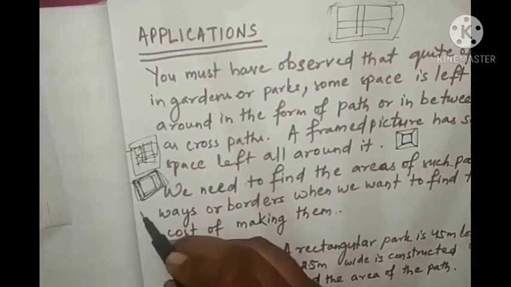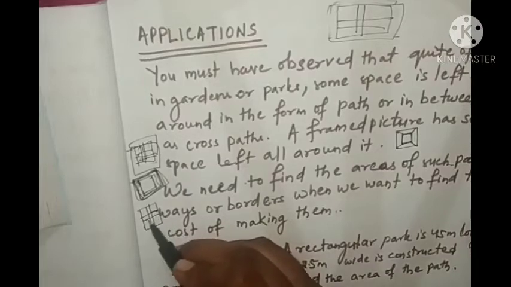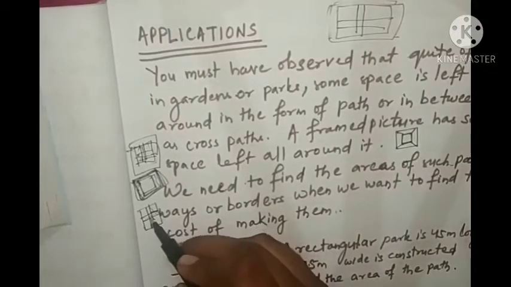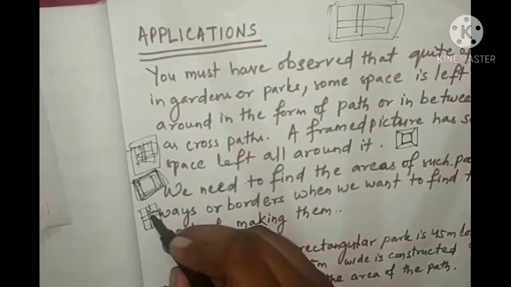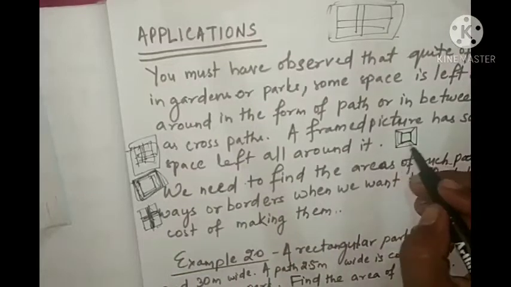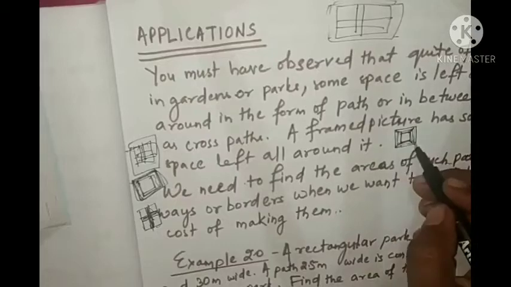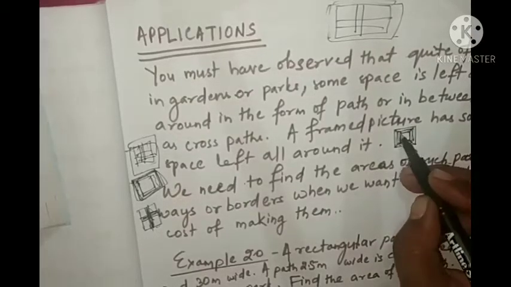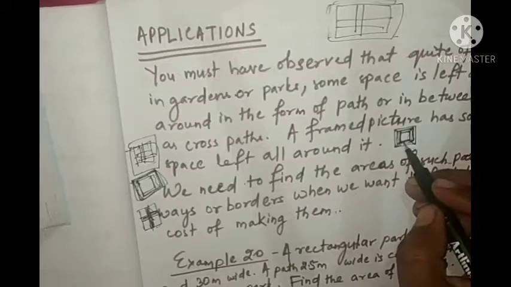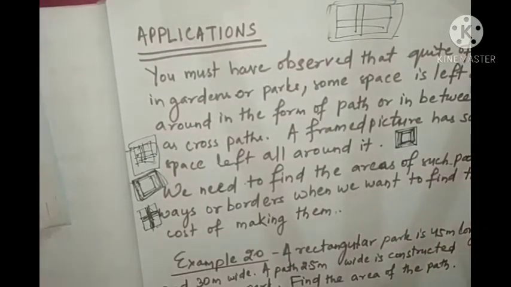Or if you need to make a road in between, a crossroad in between a park, you need to find out the area of this crossroad. Or if you want to find out the framing cost, then you need to find the area of this outside frame, not the inside frame. Okay, so let's see some examples given here and we will find out the solution.